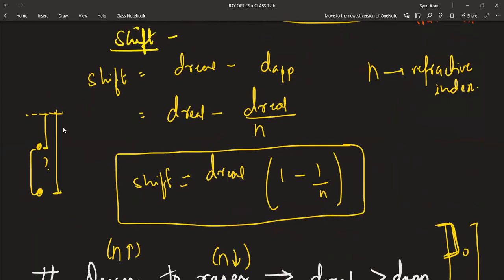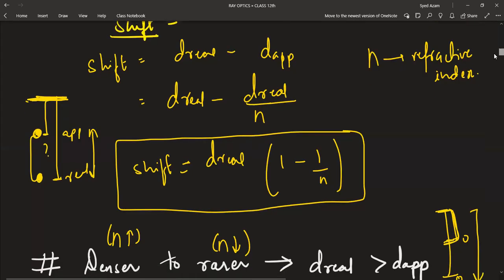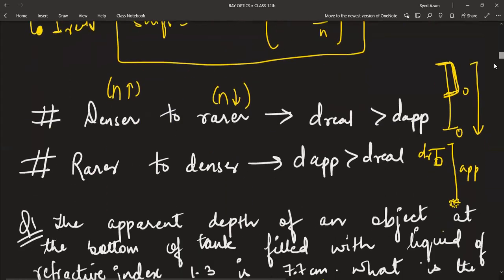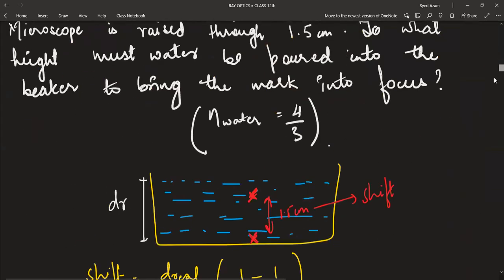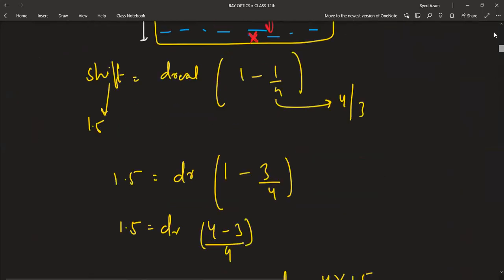See, basically, wherever the apparent image is formed and wherever the real object is present, that separation is the shift. If this is the apparent image, and this is the real object which is present, their separation is the shift. Like this real object has shifted to here for us. So this is the shift. Very good, your answer was correct. So a few questions we have seen from this.